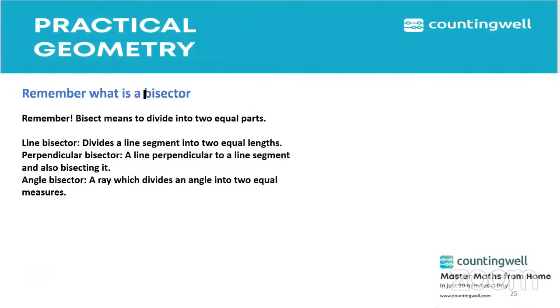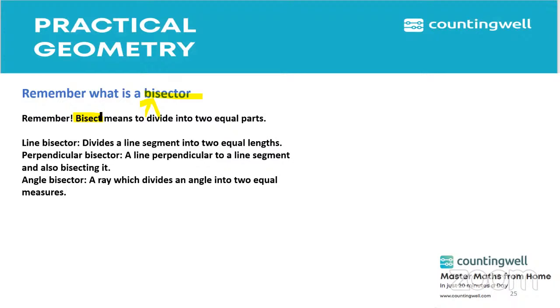Remember what a bisector is. The word itself says the meaning. Bi means two. Whenever the construction is of bisection, that is, bisecting an angle or bisecting a line segment, after construction you have to make sure that you have bisected correctly. For example, in the case of bisecting a line segment, you have to make sure that after constructing a bisector of a line, the line is divided into two equal parts.